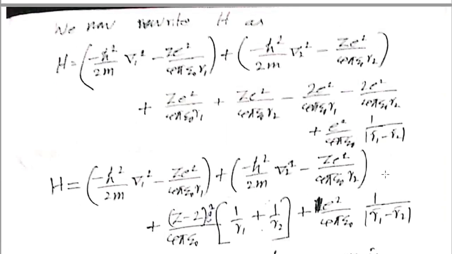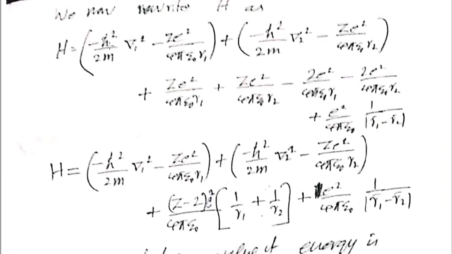So we rewrite the Hamiltonian as -h² by 2m into del 1 square, and the second term was -2e² by 4 pi epsilon 0 r1. Now we are going to add a term -Ze² by 4 pi epsilon 0 r1, and subtract the same term, that is plus Ze² by 4 pi epsilon 0 r1. So these two terms cancel each other, and likewise -Ze² by 4 pi epsilon 0 r2 and plus Ze² by 4 pi epsilon 0 r2.